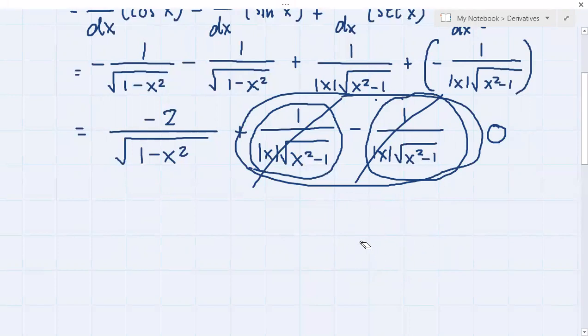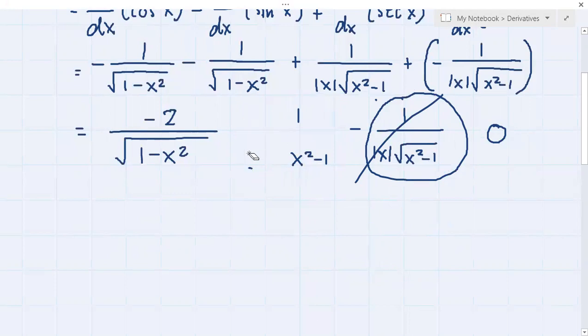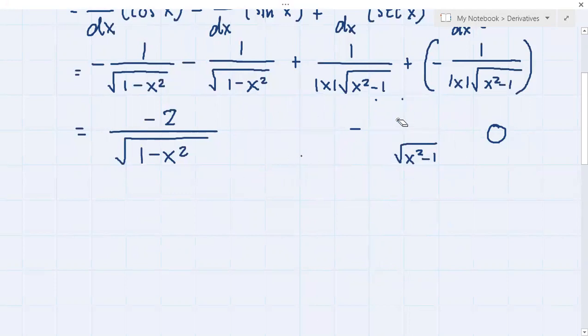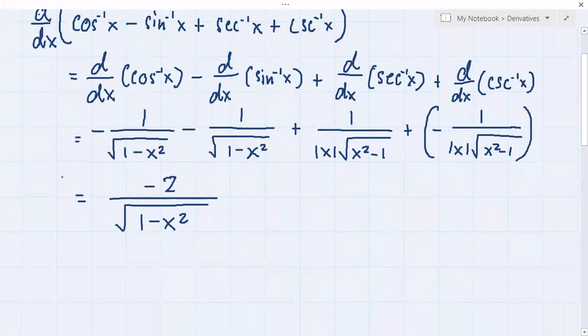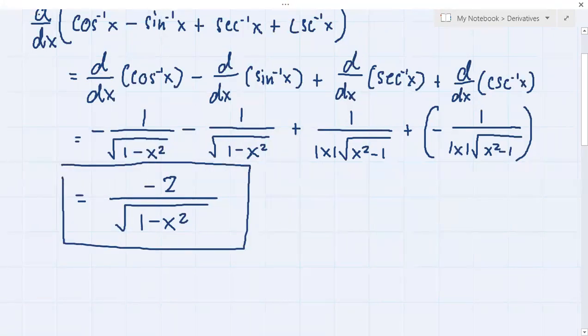Therefore, what would be now our final answer? Our final answer is negative 2 all over the square root of 1 minus x squared. See? This is by far the easiest question you're going to solve in this video. Now let's go to the next question.